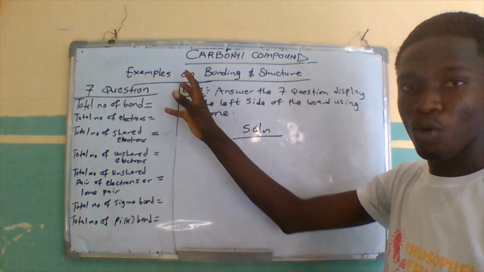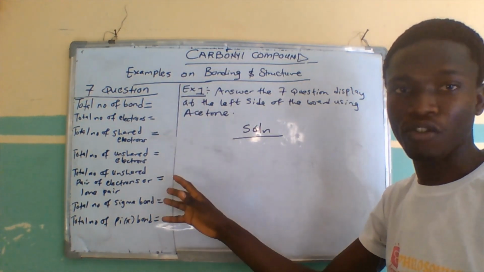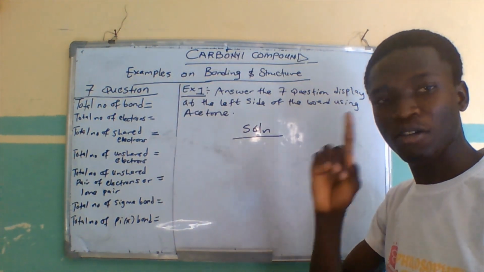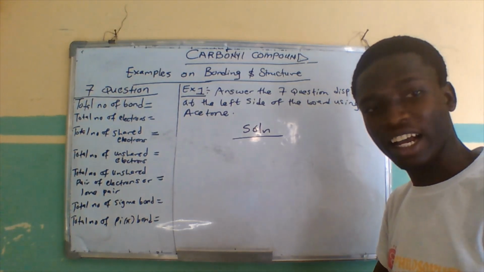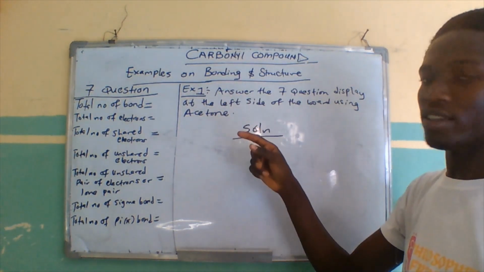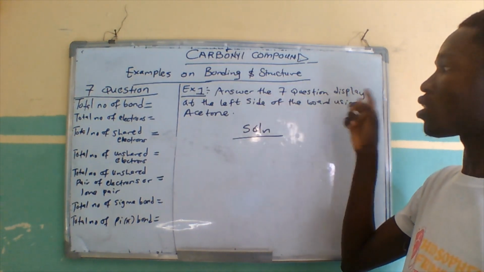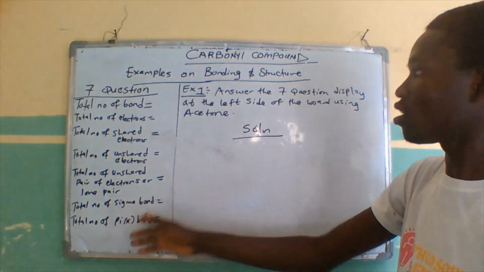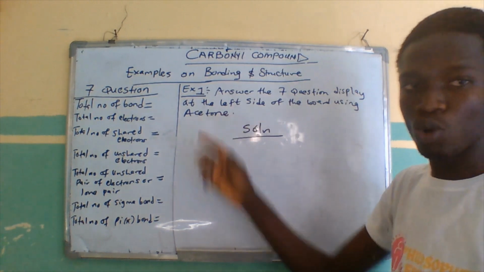Now, these are 7 questions that can be asked of you using one compound: alkanal or alkanone or any carbonyl compounds. Now, let's take example 1. They said, answer the 7 questions displayed at the left side of the board using acetone.